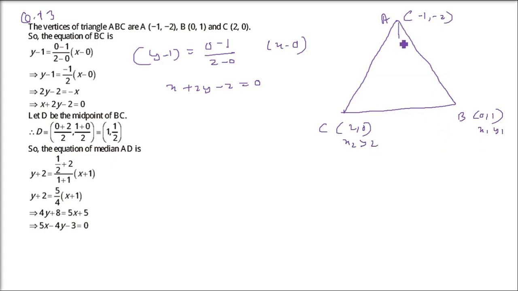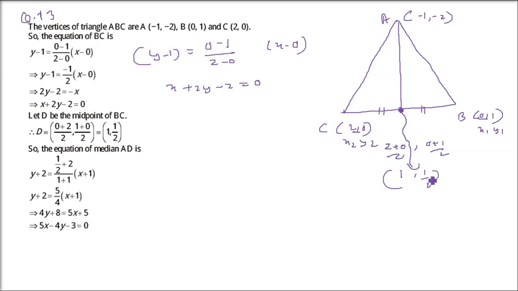Now we have to find the equation of the median through (-1, -2). Median means a line from one vertex to the opposite side, and it divides the opposite side into two equal parts. So we can use the midpoint formula to find this point. (x1 plus x2) by 2 and (y1 plus y2) by 2. So (2 plus 0) by 2, and (0 plus 1) by 2. So you get 1, and 1 and a half. This point is (1, 1/2).